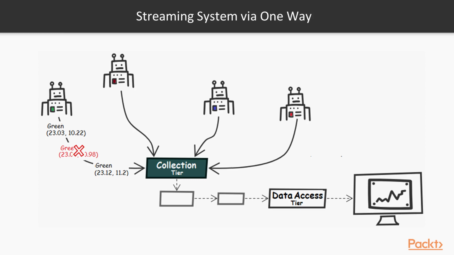But what are the arguments for choosing the one-way pattern in this case? Well, first, we need to ingest data very fast. Secondly, sending a response to the robots is pointless. And third, if some positions are lost, it will not affect the final paths. Even if we lose the positions for several seconds, we can still approximate the paths based on a simple interpolation algorithm.